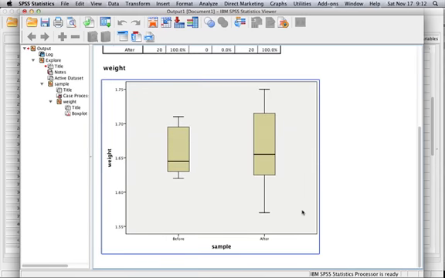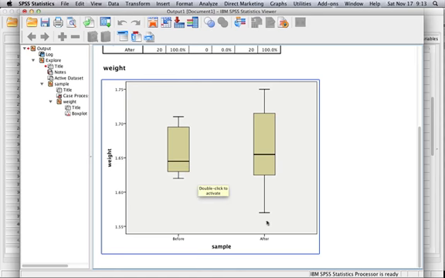Now, what we see is a couple things. First off, the medians are not that different. So maybe the median weight after the intervention is just a tiny bit higher, but not by much.